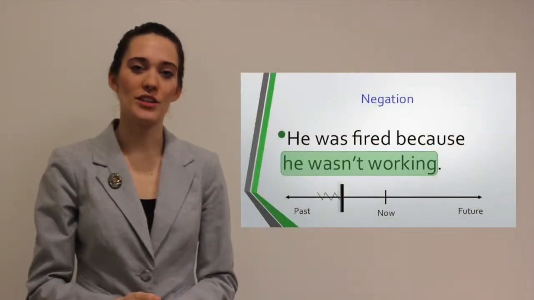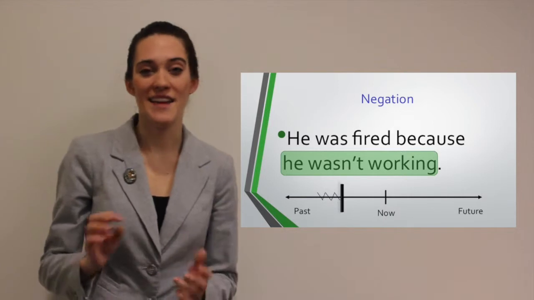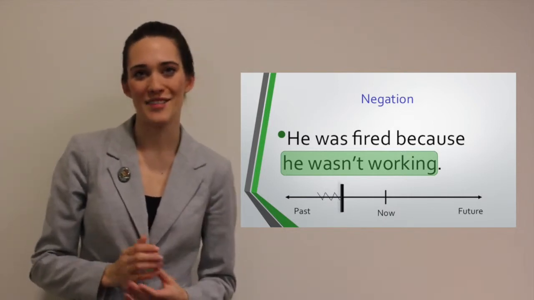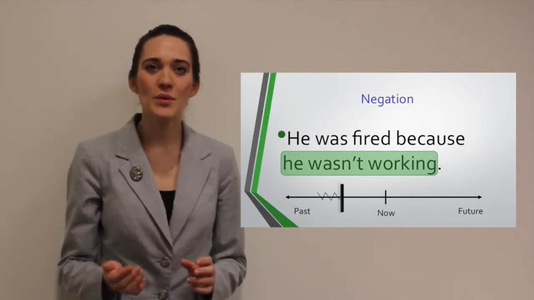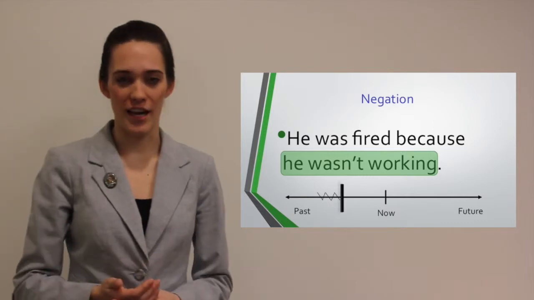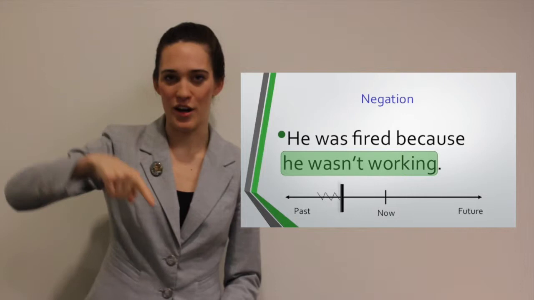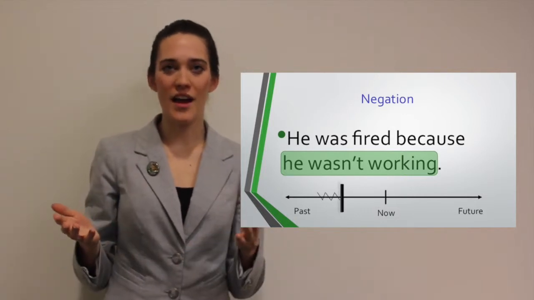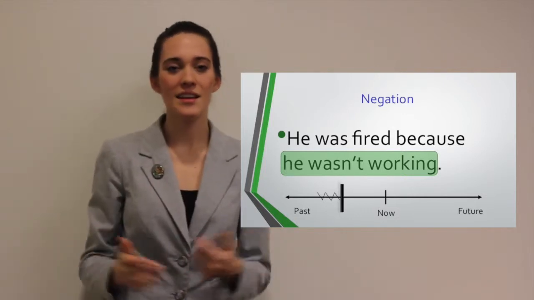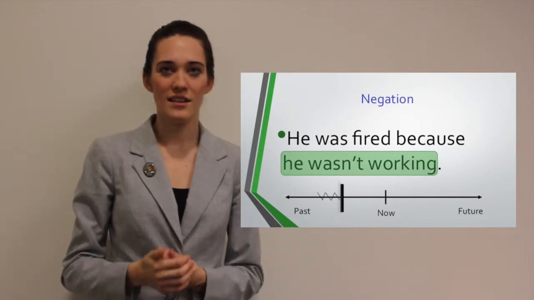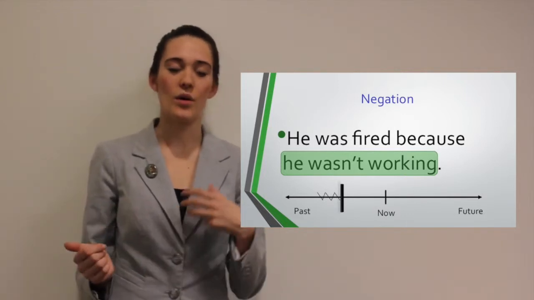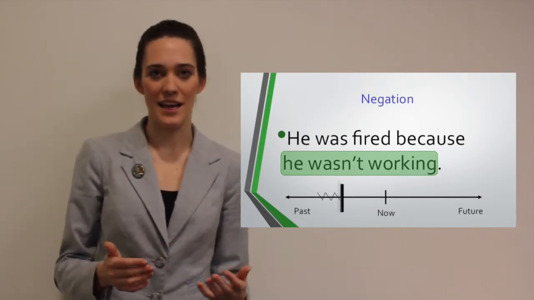Another example, you can use negation, or making it a negative, the opposite of the positive. For example, he was fired because he wasn't working. So you can either have it at the beginning or the end. Past progressive can be at the end, as in this sentence, or as in the previous sentence, at the beginning.